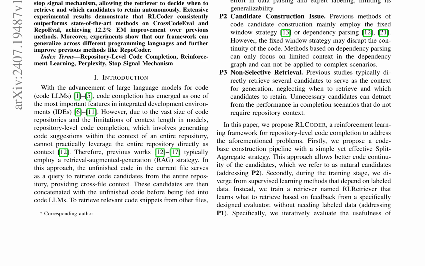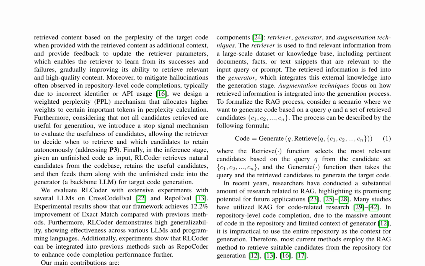To formalize the RAG process, consider a scenario where we want to generate code based on a query Q and a set of retrieved candidates, C1, C2, ..., Cn. The process can be described by the following formula. Code = generate(Q, retrieve(Q, C1, C2, ..., Cn)). In recent years, researchers have conducted a substantial amount of research related to RAG, highlighting its promising potential for future applications. Many studies have utilized RAG for code-related research.